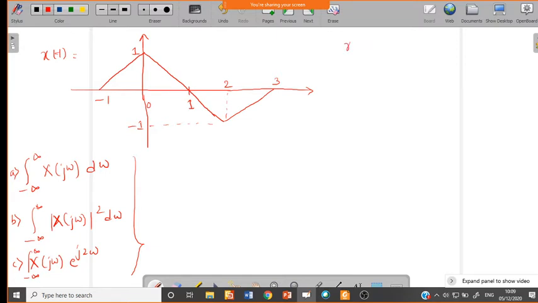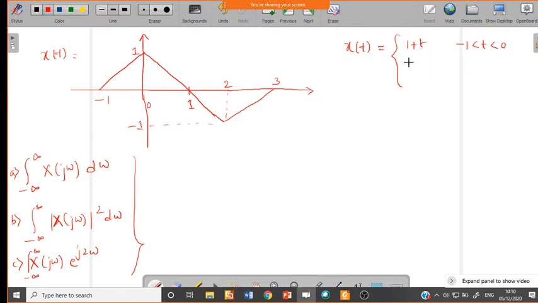Now we can define the signal x of t as 1 plus t, or t plus 1. Whenever t equals -1, this will become 0, and whenever t equals 0 it will become the value 1. So this is for t between -1 to 0. We can define the signal x of t as 1 plus t between -1 to 0.